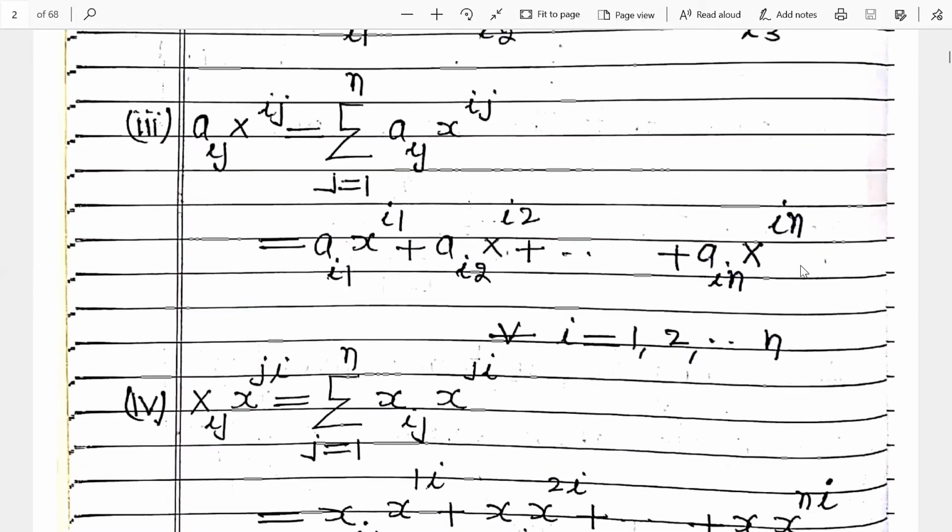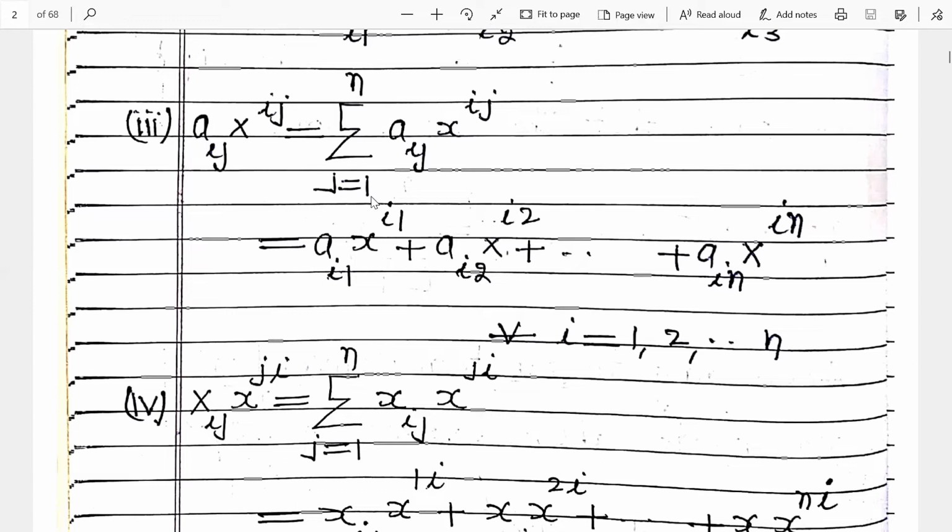Now similarly, in the other expression, we have two variables, one is i and the second is j. So first we take the summation in terms of j, then in terms of i. That depends upon the values of i and j. So first take this summation.